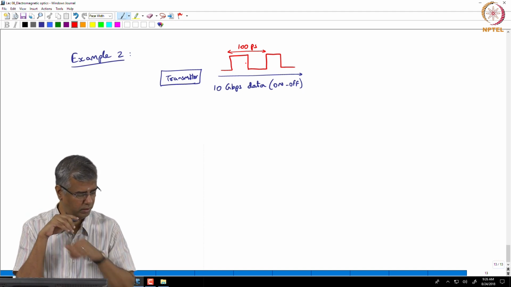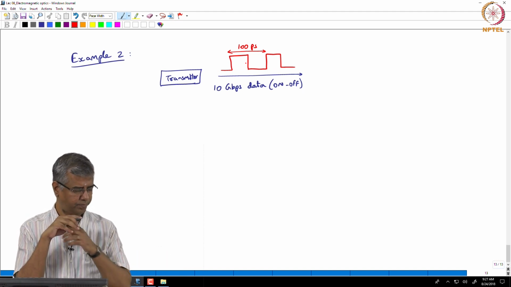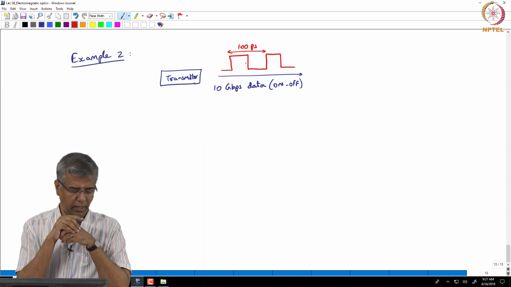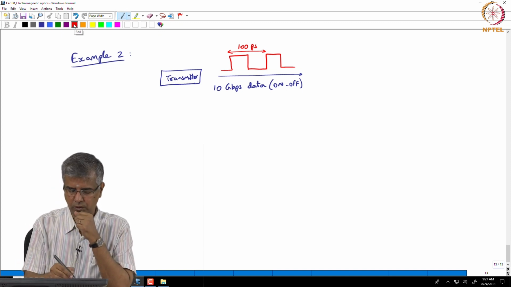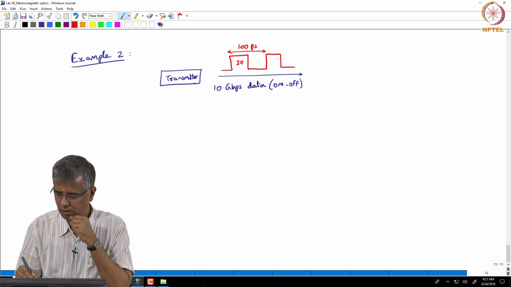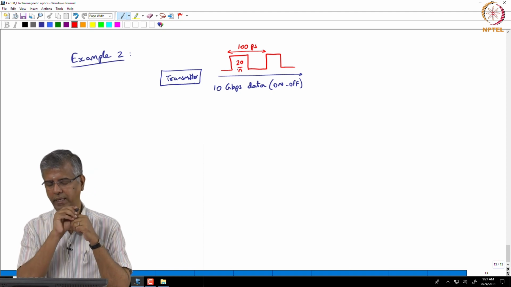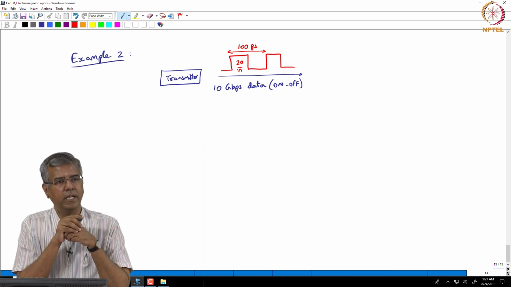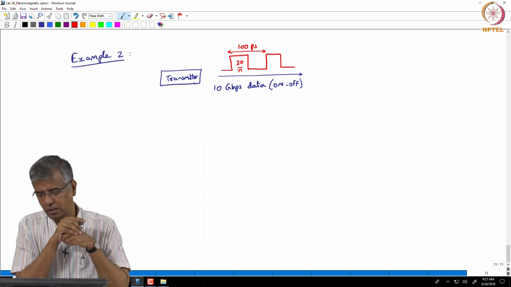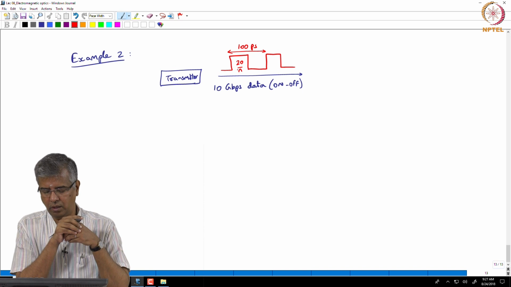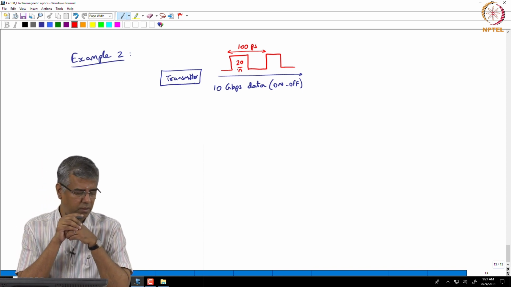What you are told is, in this case you have 20 photons, that is the mean photon number n bar is 20 photons, and obviously with the off duration that would be 0 photons. Okay.